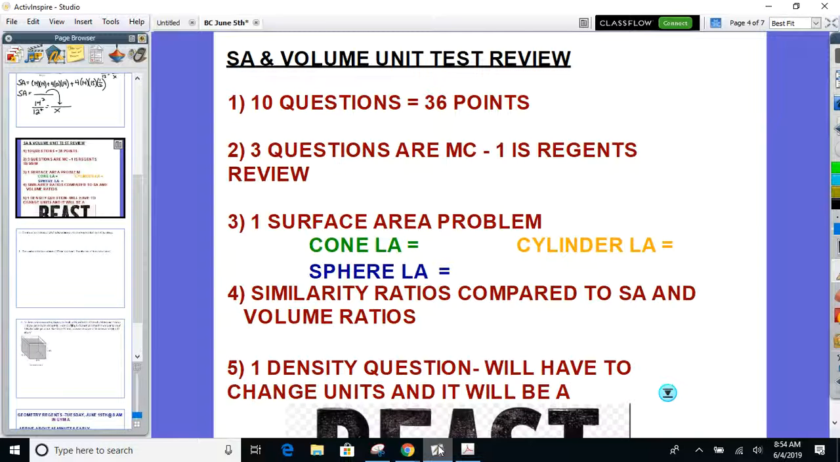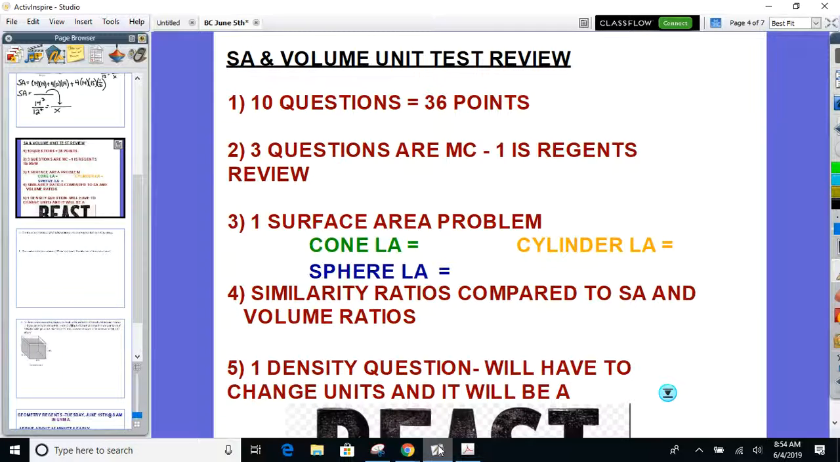Just keep in mind that I know we've done a ton of volume lately, but this is also a surface area test as well. It's a unit test, so it covers surface area and volume. Not too much surface area, as you can see. I only threw one surface area problem on there.